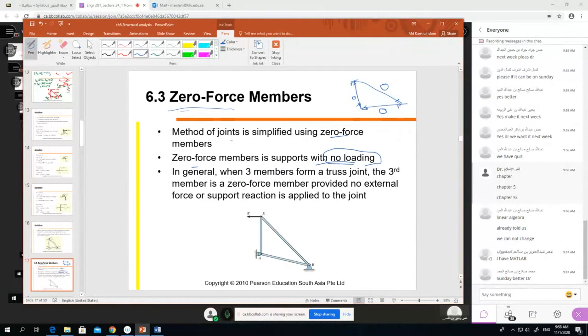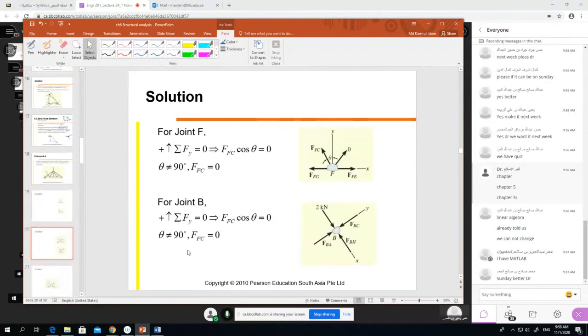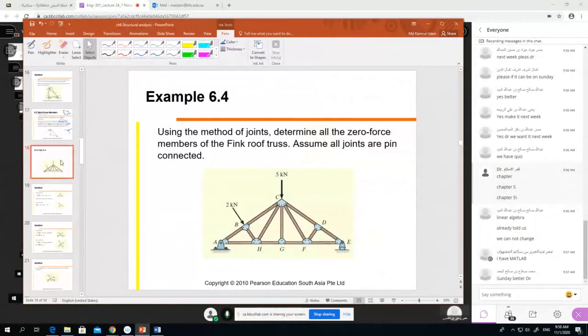In general, when three members form a truss joint, the third member is a zero force member. If there are three members in a joint, then usually the third member is a zero force member, provided there are no external forces. So we will learn some examples.